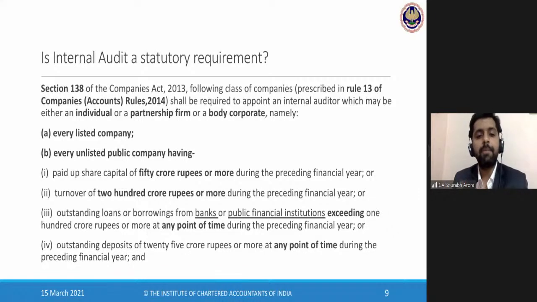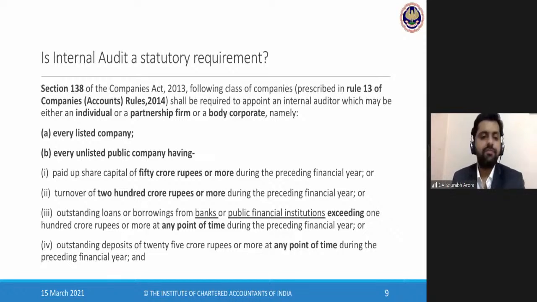Then every unlisted public company having, please remember these provisions very clearly, paid up share capital of 50 crore rupees or more during the preceding financial year. Turnover of 200 crore rupees or more during the preceding financial year. So paid up share capital 50 crore, turnover 200 crore. Outstanding loans or borrowings from banks or public financial institutions. Please remember that not only banks, but any public financial institution, exceeding 100 crore rupees or more at any point of time during the preceding financial year. Outstanding deposits of 25 crore rupees or more at any point of time during the preceding financial year.